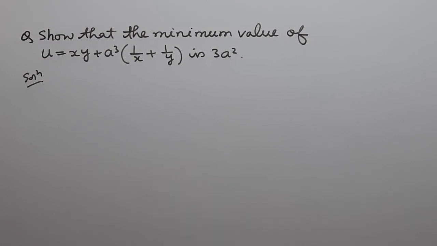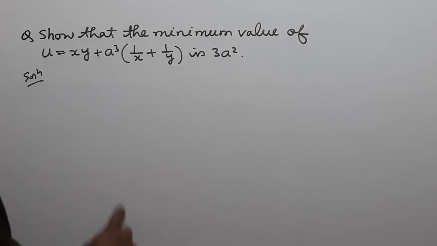Hello friends, today we learn how we can find the maximum or minimum value of functions of two variables. Here the example is: show that the minimum value of u = xy + a³(1/x + 1/y) is 3a².